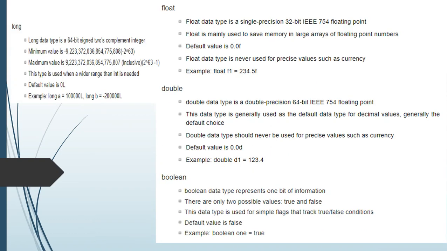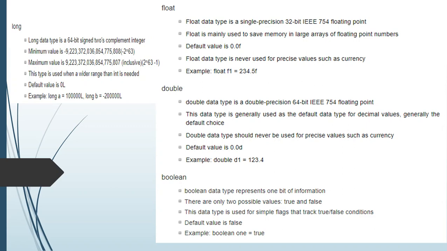Long. Long data type is a 64-bit signed 2's complement integer. Minimum value is -9223372036854775808, -2^63. Maximum value is 9223372036854775807, inclusive, 2^63-1. This type is used when a wider range than int is needed. Default value is 0L. Example: long a = 100,000L, long b = -200,000L.